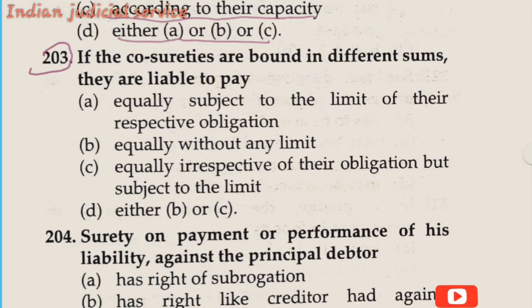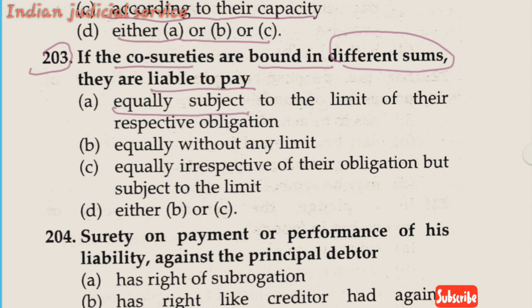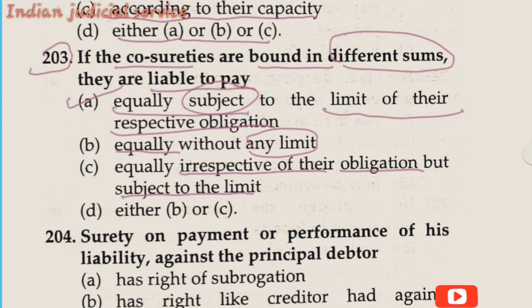Question number 203. If co-sureties are bound in different sums, they are liable to pay: option A, equally subject to the limit of their respective obligation; option B, equally without any limit; option C, equally irrespective of their obligation but subject to the limit; option D, either B or C. Option A is correct, because if co-sureties are bound in different sums, they are liable to pay equally subject to the limit of their respective obligation. This is clearly provided in Section 147, which deals with the liability of co-sureties bound in different sums. They are liable to pay equally as far as the limit of their respective obligation permits. So the answer is option A.